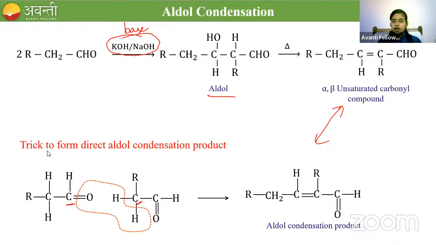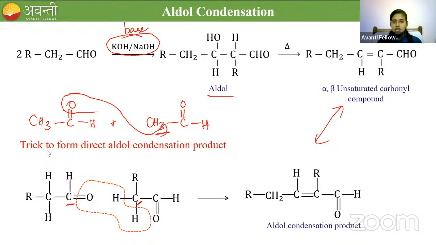So without forming the intermediate, if you want to get the final product immediately, do the trick which I have taught. Suppose I have CH3C double bond O H and CH3C double bond O H. What do I have to do? I have to remove oxygen from one molecule and 2 alpha hydrogens from the other molecule. These are the alpha hydrogens. There are 3 hydrogens, so remove 2 alpha hydrogens alone and write the product.